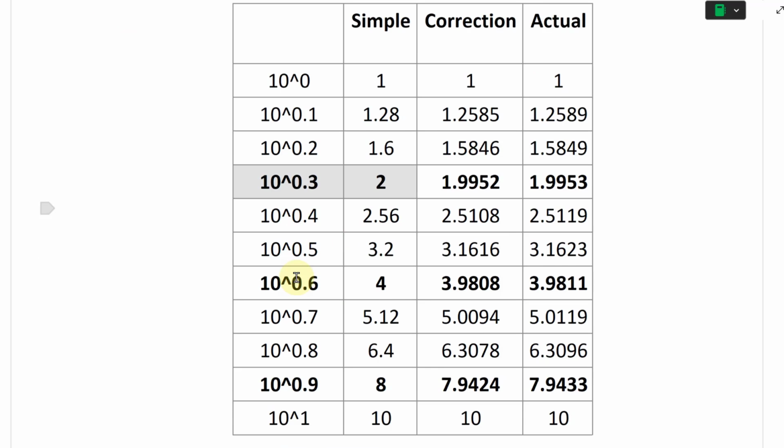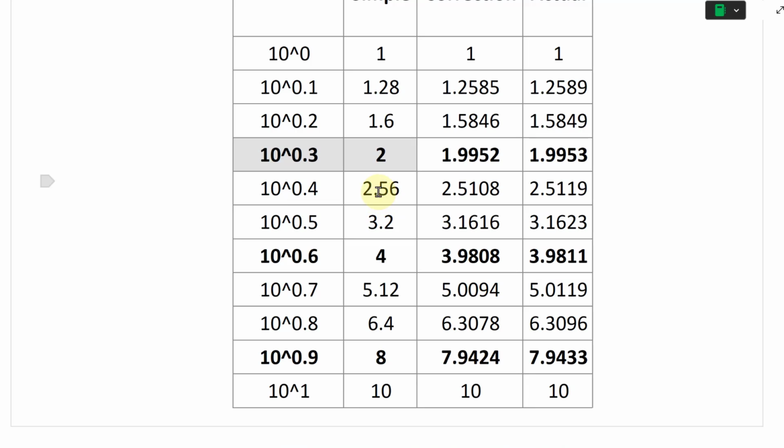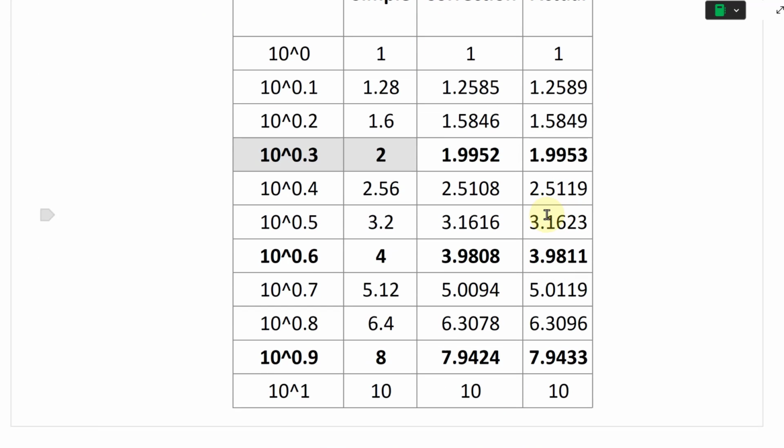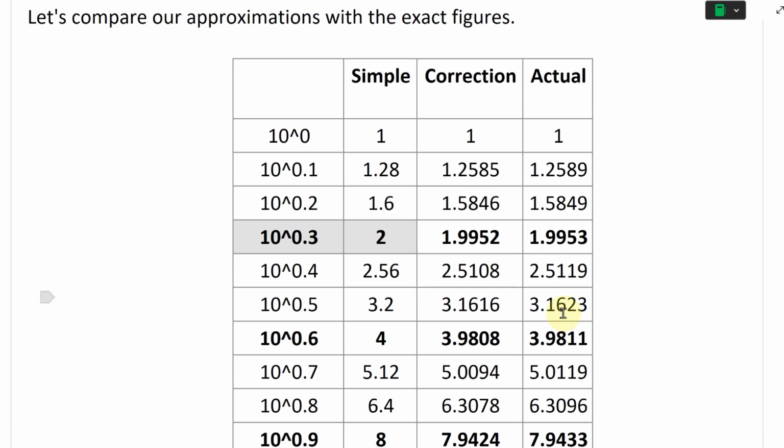The next one, 10 to the 0.4, you get 2.56 is the simple. The error, 2.5108, or the actual, this is the correction one, this is the actual, 2.5119. Or you go 10 to the 0.5, 3.2, or 3.1616, and then the actual 3.1623. So again, these are very, very close there.